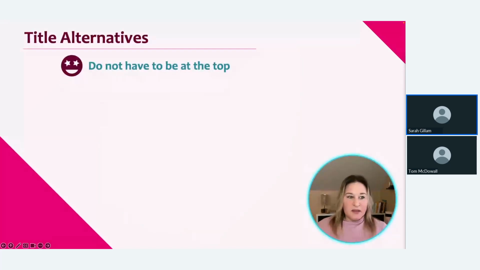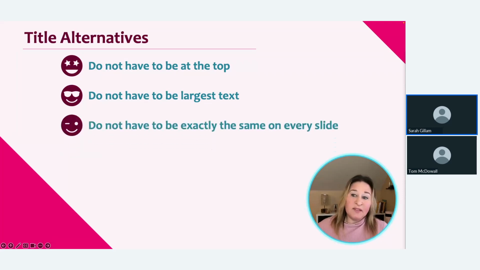Okay, so that was bullet point alternatives. Now we've got some title alternatives real quick. Your title does not have to be at the top. We will look at some examples of other places you can put the title. It doesn't have to be the largest text. It doesn't have to be the same on every slide. So you can get a little creative with the title and not stick yourself with the same format for every slide that you have. So let's look at some examples.